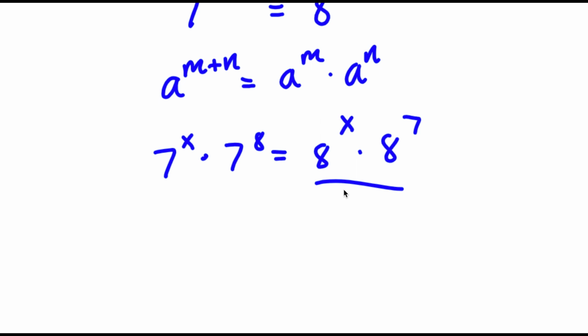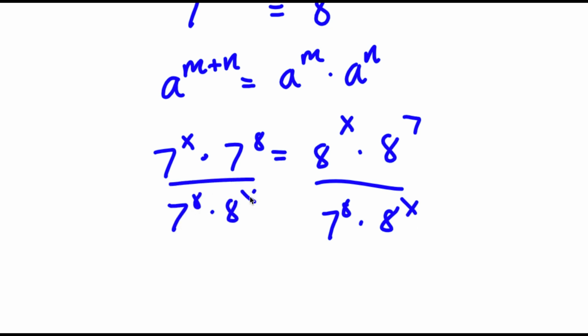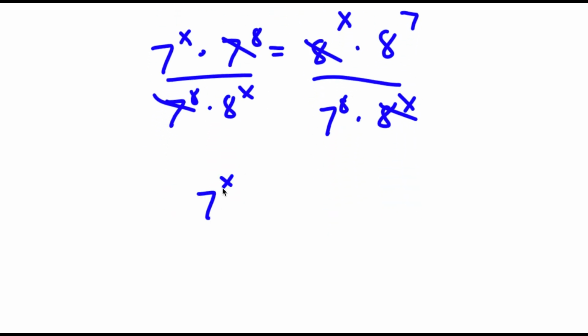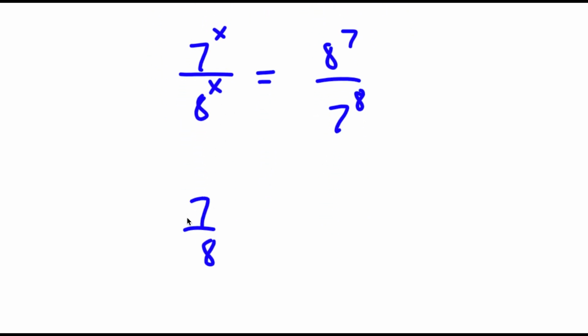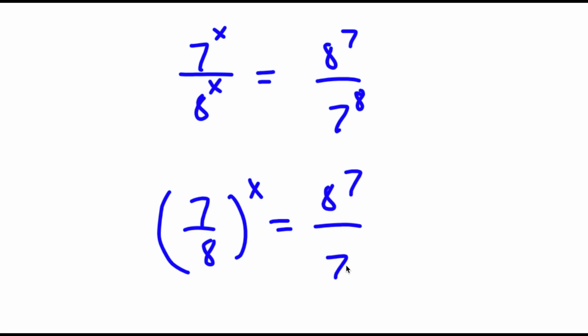Now I'm going to divide both sides by 7 to the power of 8 times a to the power of x. So then these two cancel out, and these two cancel out, and I'm left with 7 to the power of x over a to the power of x is equal to a to the power of 7 over 7 to the power of 8. Now this is the same thing as 7 over 8 to the power of x is equal to a to the power of 7 over 7 to the power of 8.